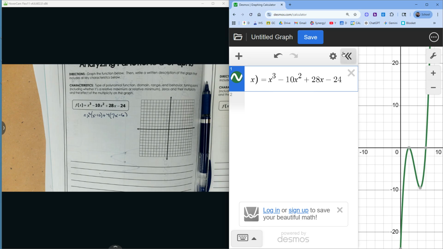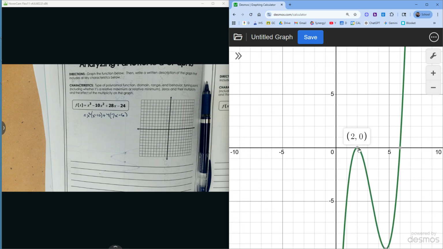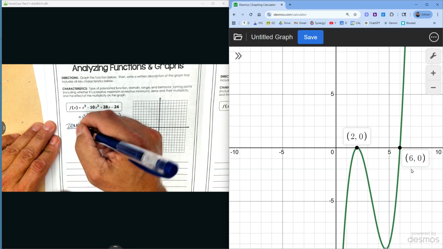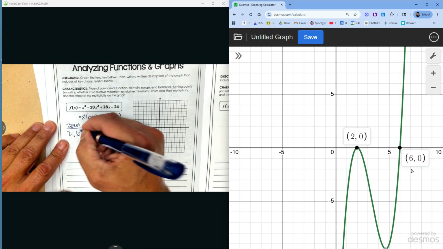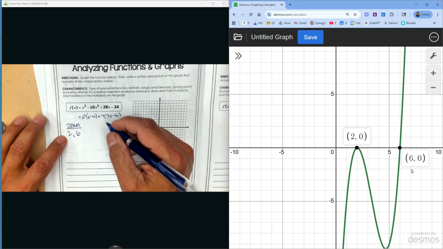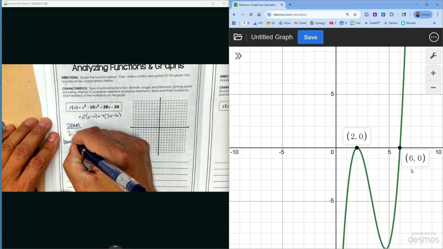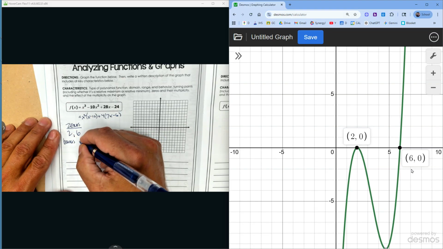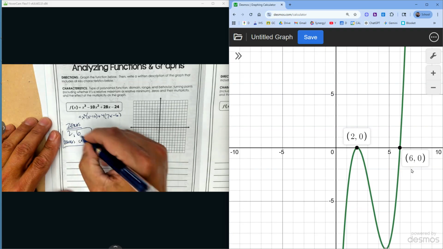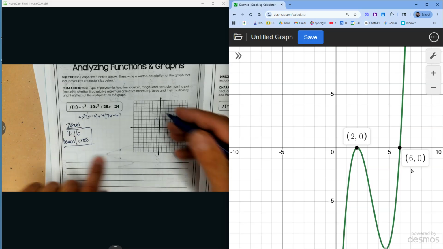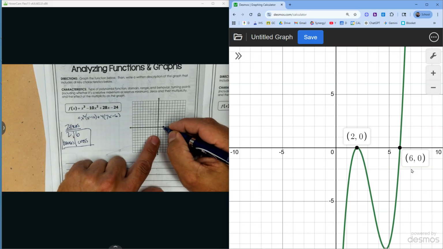So I typed it into Desmos, and then what I'm interested in are the zeros. So let's write that down. The zeros are at 2 and 6. I can tell at 2 it's even, right? At 2 it bounced. And at 6 it's odd, so it crossed at 6. So at 2 it bounced, and at 6 it crossed. So I'm going to put that on, 2 and 6.